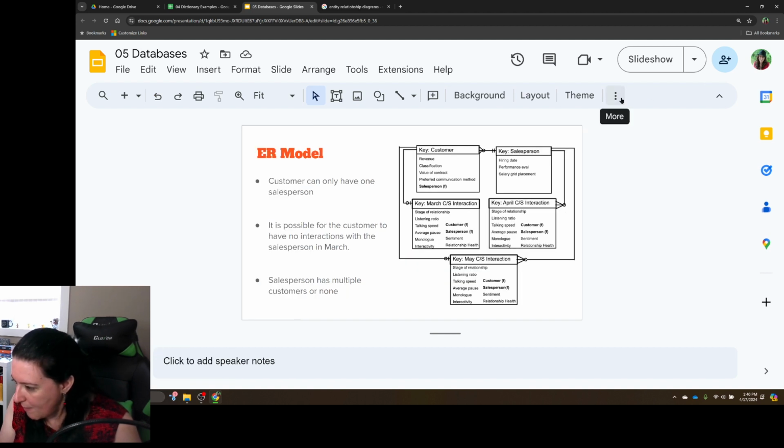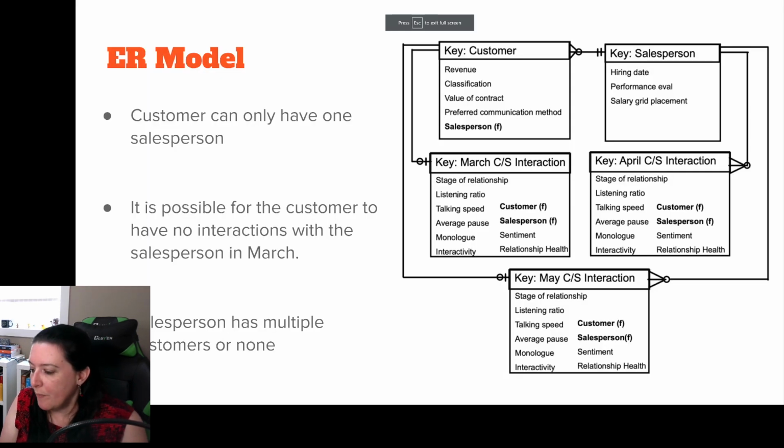Let's see if we can get this to show up. Can I zoom in a bit more? Maybe not. So what does this tell us? Well, if we have the notation here where it says key March CS interaction, notice how it goes from customer to March interaction. The fact that it has a 0 and a stick here means that the customer can have no interaction or one interaction based on this.